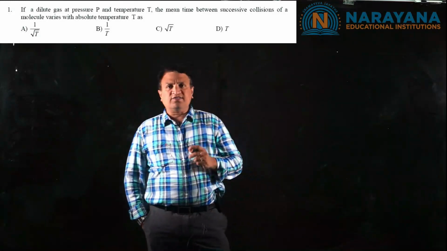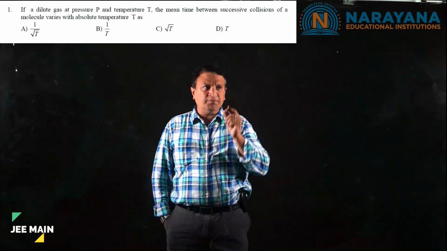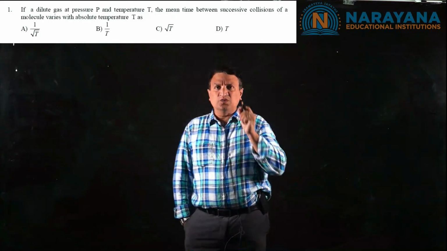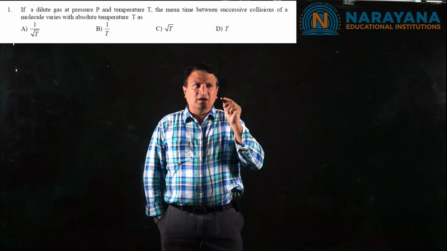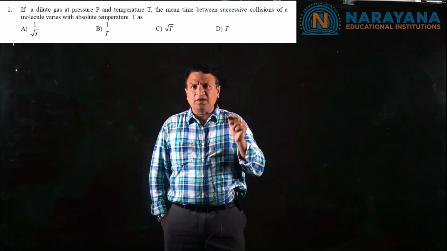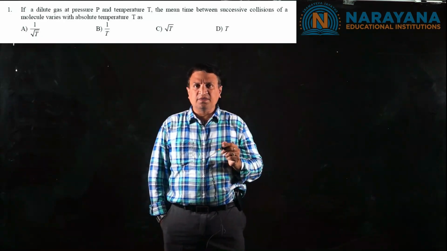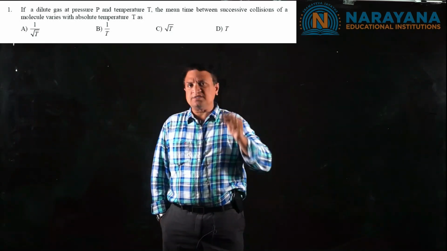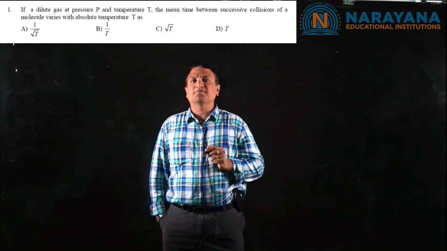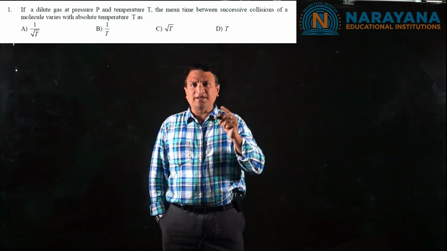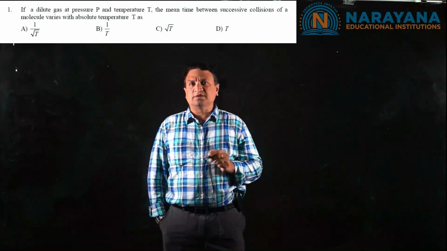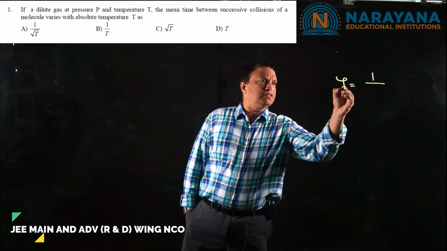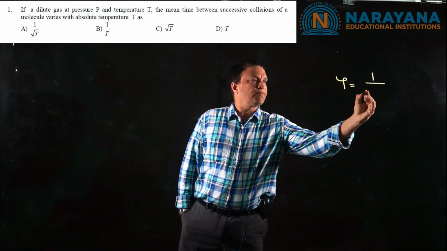If a dilute gas at pressure P and temperature T is available, the mean time between successive collisions of a molecule varies with absolute temperature T as. Remember, a similar question was given in January series also, 2020 mains. If I remember, it is on 8th morning slot. Almost the same question.